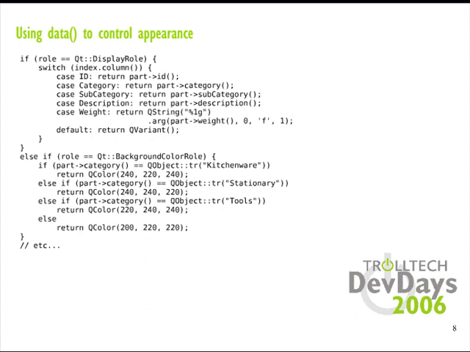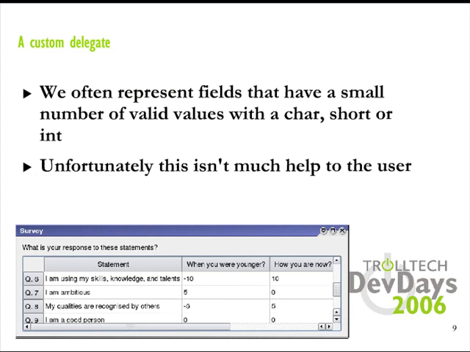Now, I'm going to show you a standard custom delegate done the way that the Trolls recommend, but I thought I'd show you it without the delegate first. So here we have a survey. It has questions in the first column, which must be read-only. We don't want the user to change the question. And then it has their answers. But unfortunately, the answers are coded as integers, which is not very meaningful and not very helpful. So we need to present those in a meaningful way. And for that, we're going to use a custom delegate.